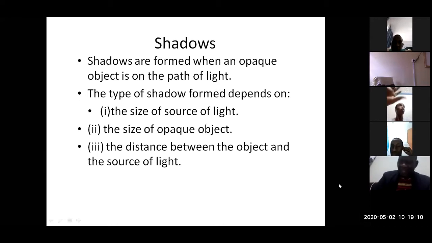Any other evidence to show that light travels in a straight line? Occurrence of eclipses. That's correct. An image formed in a pinhole camera. So please remember the three evidences. As we are reviewing this, try to remember evidences to show that light travels in a straight line.